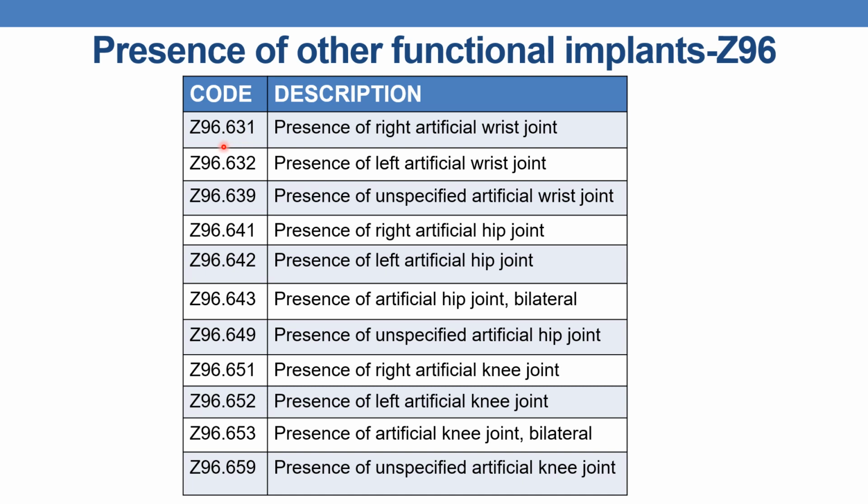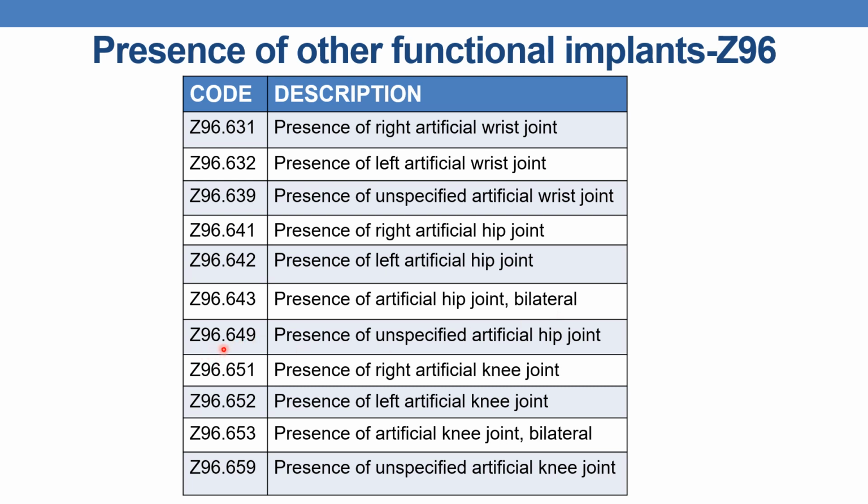And Z96.631 indicates right artificial wrist joint. 632 indicates left artificial wrist joint. 639 indicates unspecified artificial wrist joint. 641 indicates right artificial hip joint. 642 indicates left artificial hip joint. 643 indicates bilateral. This is important. Z96.643 indicates presence of artificial hip joint, bilateral. There is a bilateral code for hip joint, knee joint also.